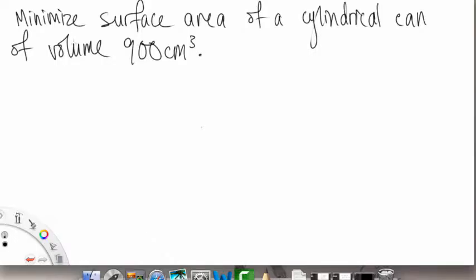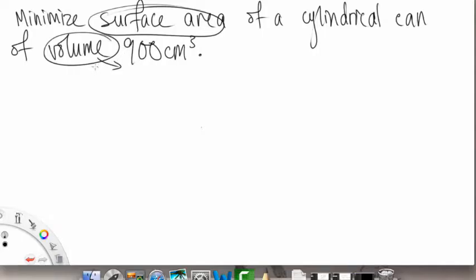Okay, so here we're going to minimize the surface area of a cylindrical can of volume 900 centimeters cubed. We have two different equations, and we're going to minimize the surface area. So this is our main equation, the one we're trying to minimize. And then for the cylindrical can, the volume will be the other formula. This is going to be one that we'll just utilize as a tool to get to surface area.